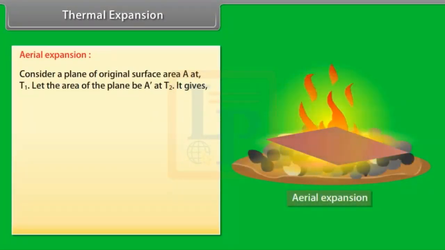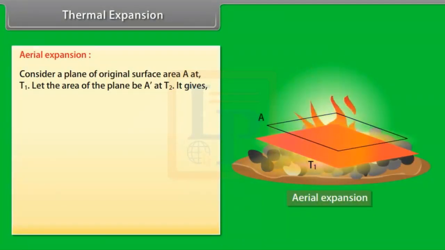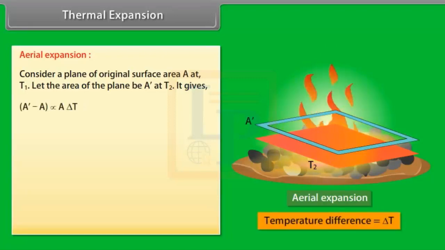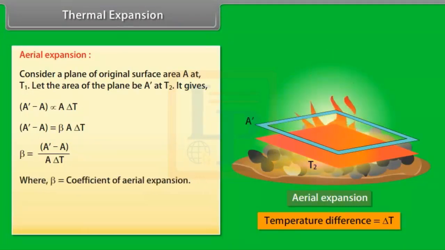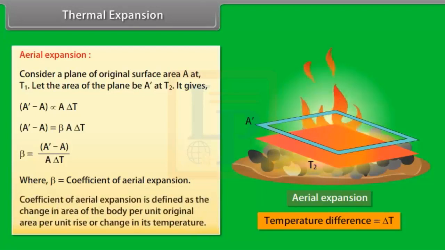Aerial expansion. Consider a plane of original surface area A at temperature T1. Let the area of the plane be A dash at temperature T2. It gives A dash minus A is directly proportional to A delta T, or A dash minus A is equal to beta A delta T. Value of beta is equal to A dash minus A upon A delta T, where beta is the coefficient of aerial expansion. Coefficient of aerial expansion is defined as the change in the area of the body per unit original area per unit rise or change in its temperature.